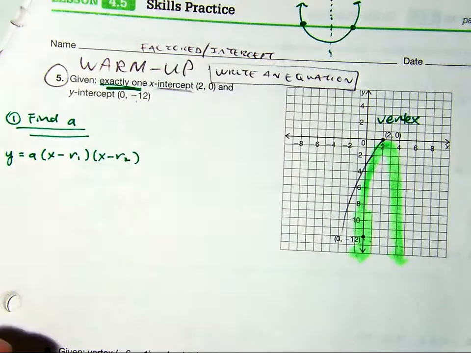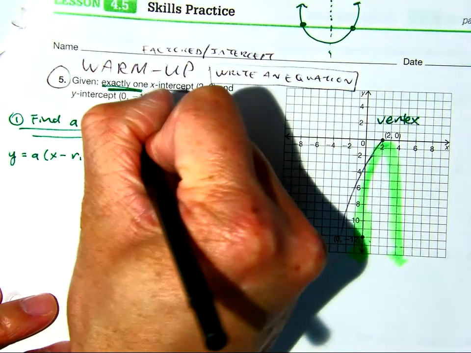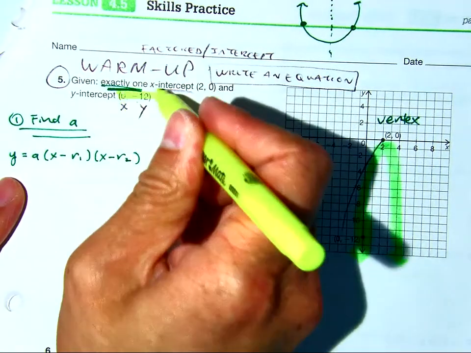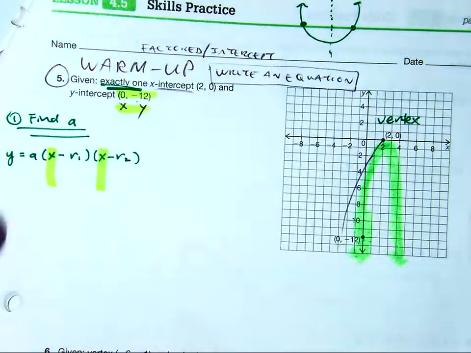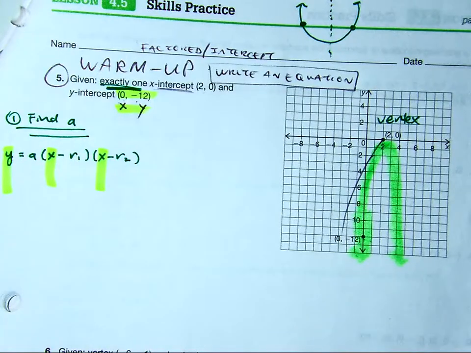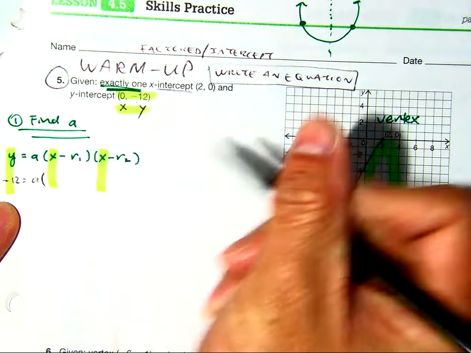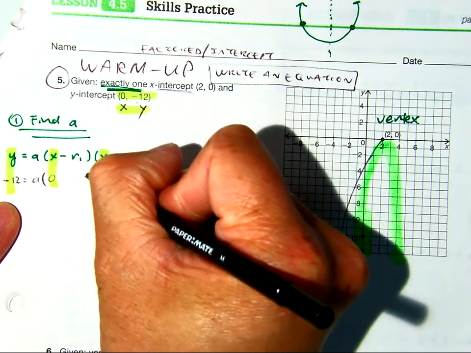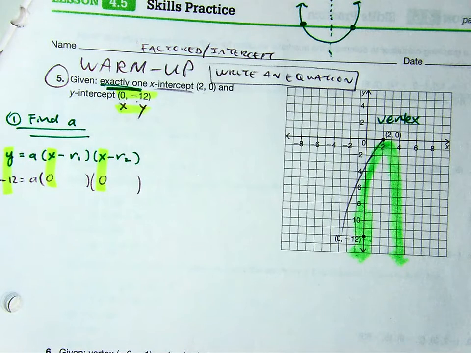Let's tackle the easier ones. The y-intercept is not important. All you need to know is that it is an ordered pair. So your x value is going to be 0, and your y value is going to be negative 12. So for every x value I'm going to write 0. You're copying and following along.